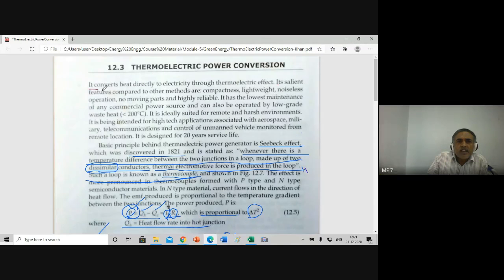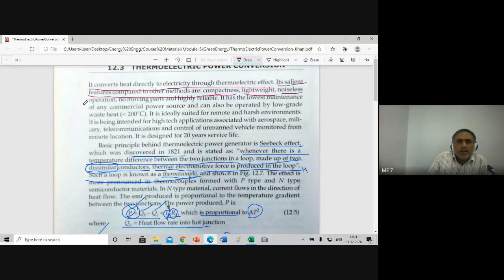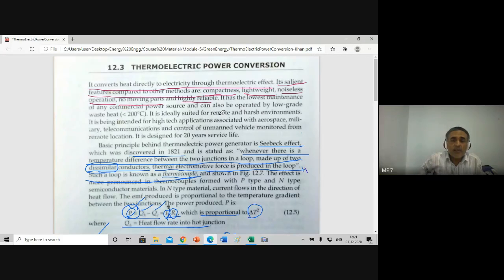It converts heat directly into electricity through the thermoelectric effect. Its salient features compared to other methods are advantages: compactness, lightweight, noiseless operation, no moving parts, highly reliable. Highly reliable means guarantee. The word reliable is the most important in mechanical engineering. It has the lowest maintenance of any commercial power source and can also be operated by low grade waste heat less than 20 degrees Celsius.